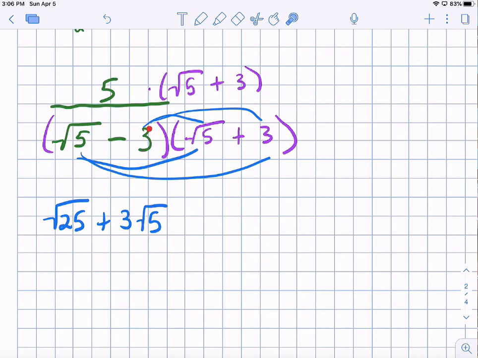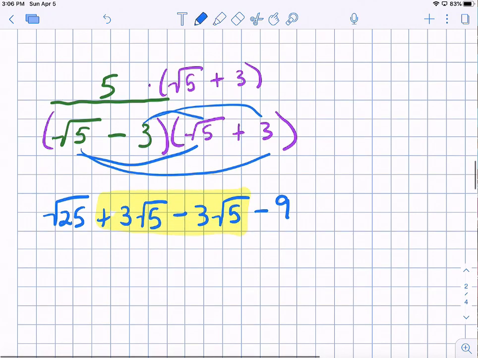Okay, now I'm going to take this negative 3, negative 3 times the square root of 5, and negative 3 times positive 3. So that'll give me minus 3 times the square root of 5. And negative 3 times positive 3 is negative 9. Okay. Now, again, just like the first one, what happened? All right, if you multiply this out correctly, this should happen again, where I have two things here. I have a positive 3 square roots of 5, and I have a negative 3 square roots of 5 that will cancel each other out, which gets rid of all of those radical symbols that we don't want. The square root of 25 is 5 minus 9. 5 minus 9 is negative 4.